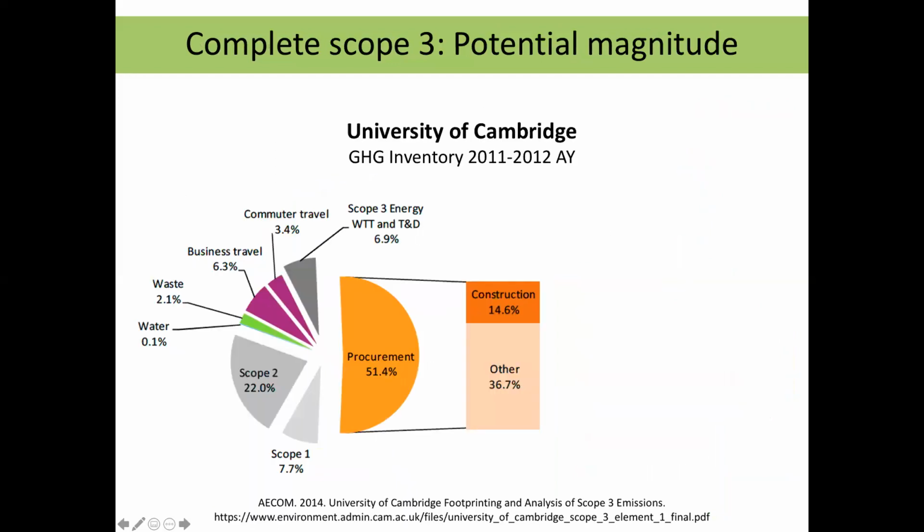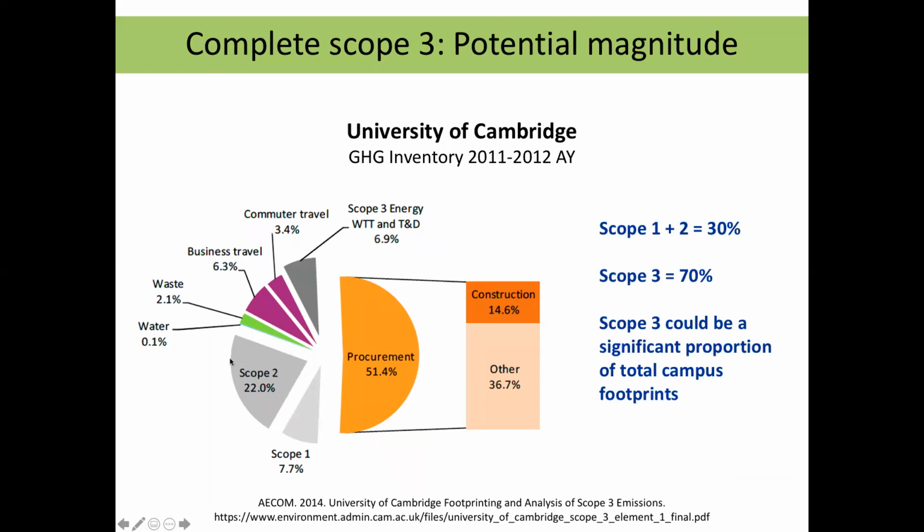So if we were to add in all of those additional scope 3 categories and have true complete scope 3 reporting, what is the potential magnitude of the impact on your footprint? A few universities have started to look at this with independent calculations. This is a result from the University of Cambridge, where they looked at their 2011 to 2012 footprint, and they accounted for all of those complete scope 3 categories.